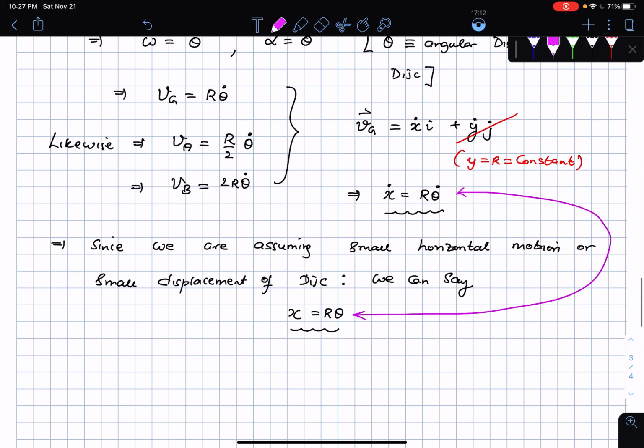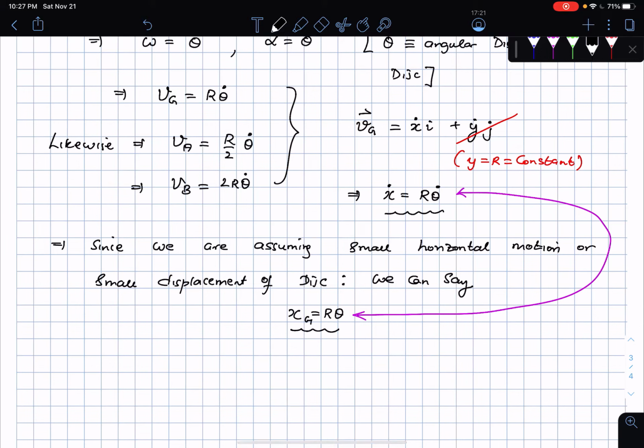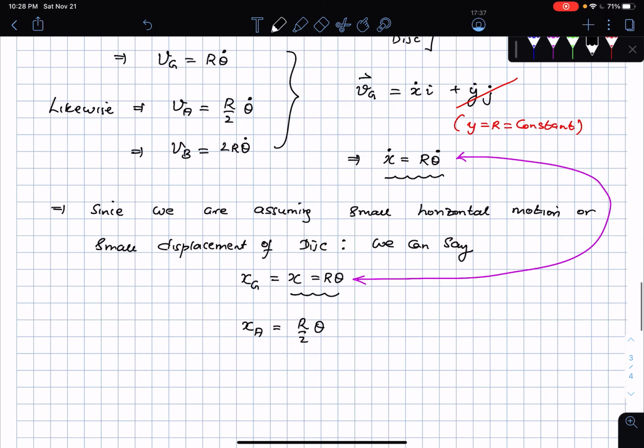And likewise I can also say the following. Va is r by 2 theta dot, which means that xa, if you want to call this xg, you can call this xg. So our xg is equal to x, and likewise xa is just going to be the integration of Va, and we are assuming small motions. So this is just going to be r by 2 theta, and if needed we can say that xb is equal to 2 times r times theta.